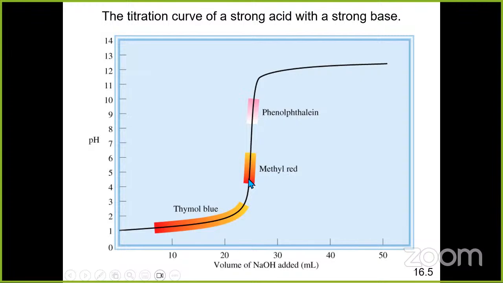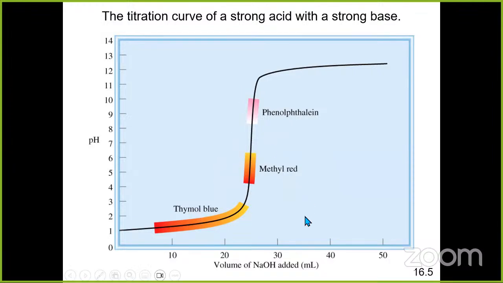Methyl red changes from red to orange from about 4 point something to about 6 point something. And then phenolphthalein changes color from colorless, at just above 8, to about 10. Now, if you're going to do a titration using one of these indicators for indicating the equivalence point, the indicator that you would not choose would be this one right here. The reason is that when you're adding your base to your acid solution, the color change will occur before you get to the equivalence point. So it would not serve the function of indicating the equivalence point.